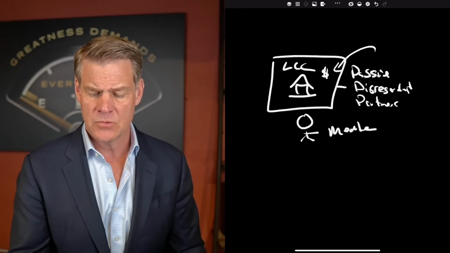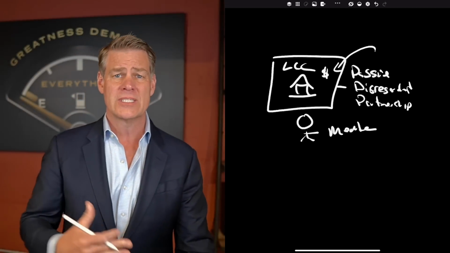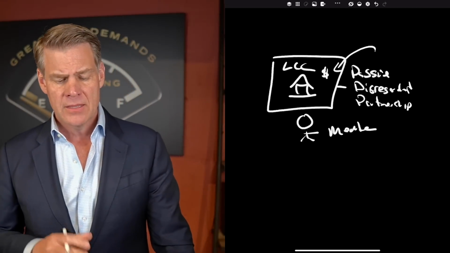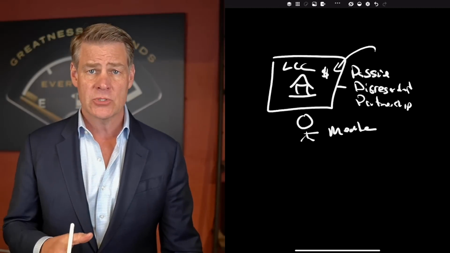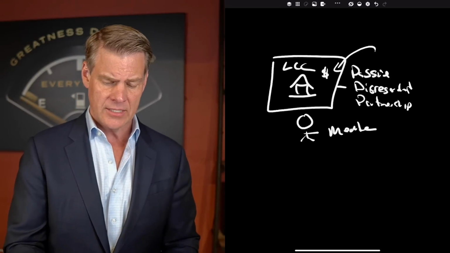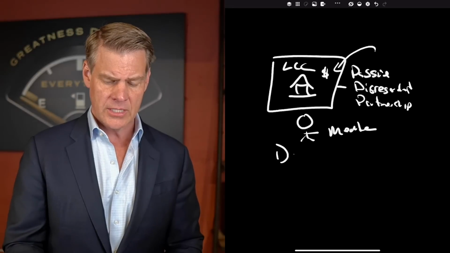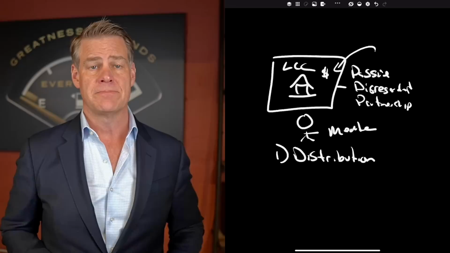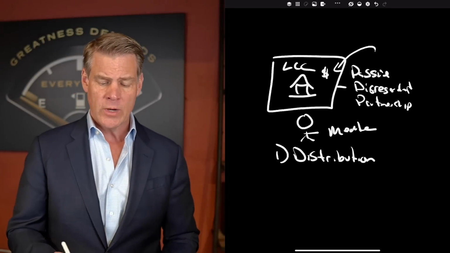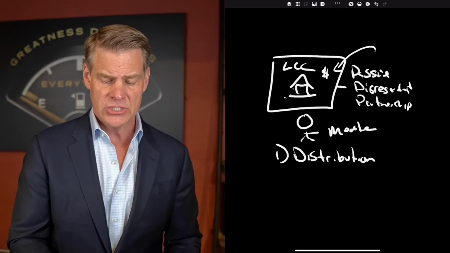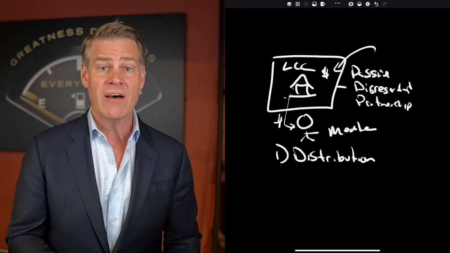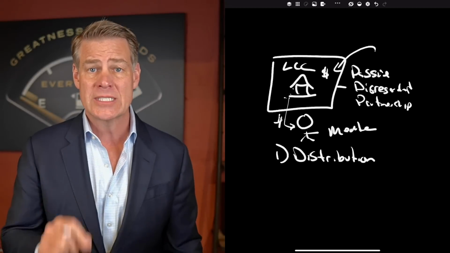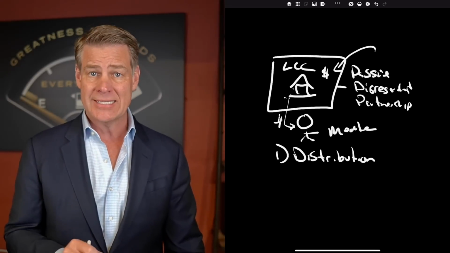Anyways, whatever that decision is and however it's set up, the fact of the matter is, with this type of structure, the way you take money out of this LLC, number one, is going to be a distribution. So what is a distribution? A distribution is where the company distributes the profits or the cash to its members. That is referred to as a distribution.